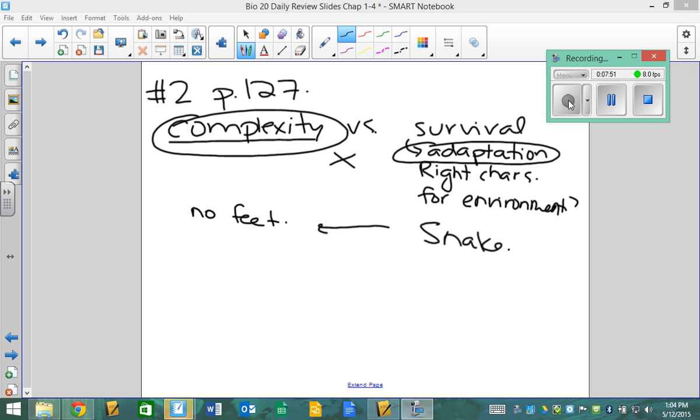So for what a snake does, it doesn't need feet. It has an alternate mode of transportation, and snakes are very skilled at catching prey, at killing prey.